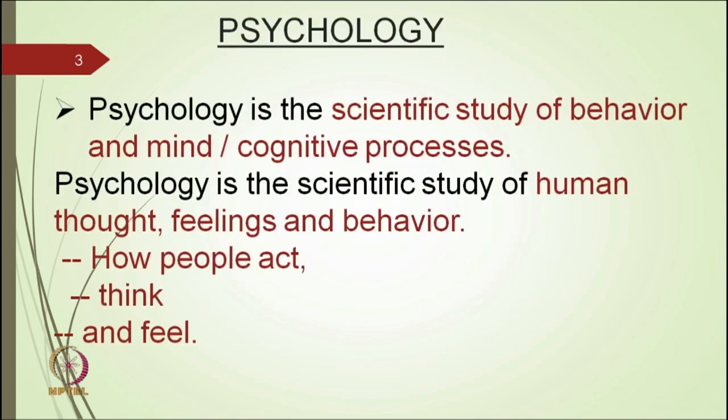Psychology is the scientific study of behavior and mind, or sometimes we call cognitive processes. Psychology is the scientific study of human thoughts, feelings, and behavior. And in this field, we study how people act, how people think, and how people feel. So broadly, psychology deals with human behavior, internal as well as external behavior. So if we say internal behavior, then mind and cognitive processes. And if we say overt behavior, then the observable behavior of an individual.